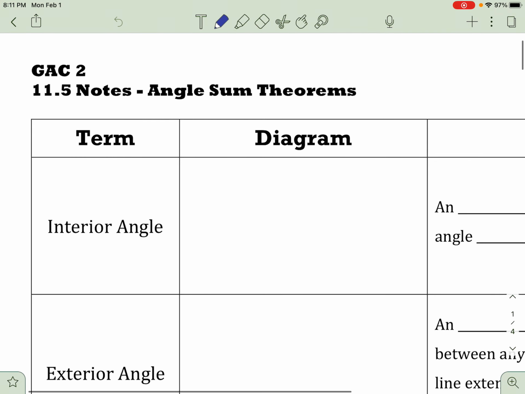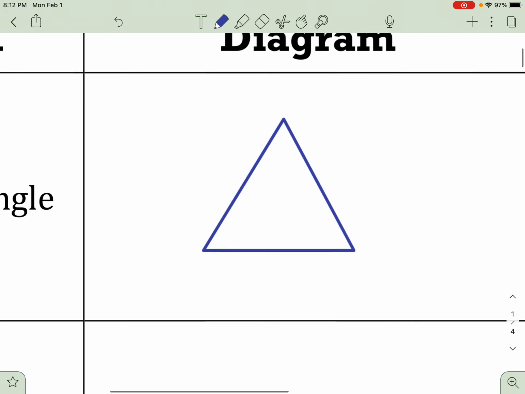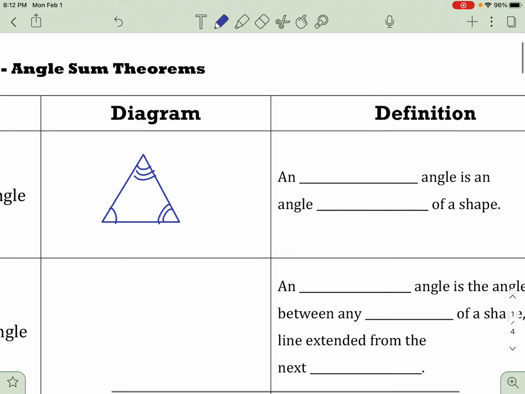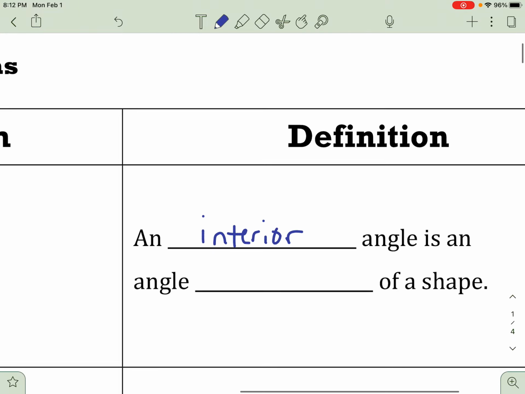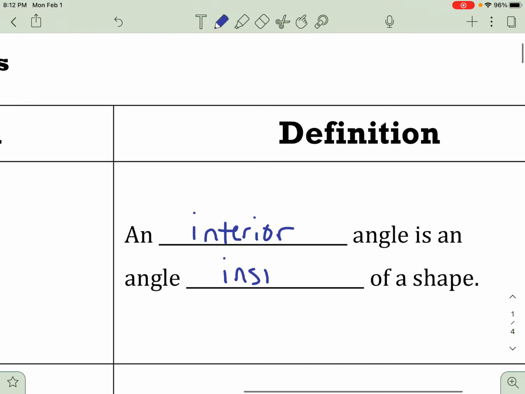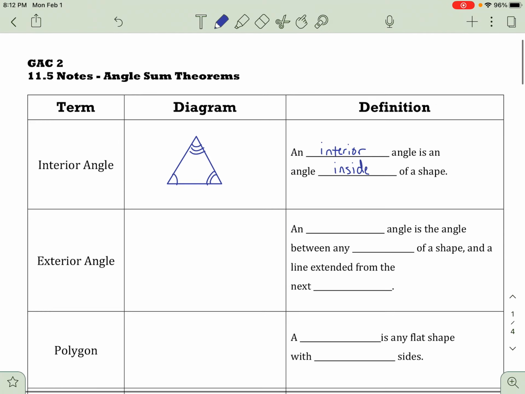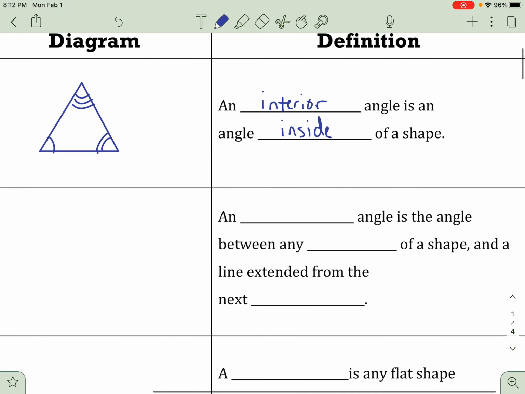All right, so diagram number 1, an interior angle. What we mean by that, okay, is if I draw you, for instance, a triangle, an interior angle is any one of these three angles. And notice I'm using 3 different lines because we don't know necessarily that those are congruent. So an interior angle, pretty simply, is an angle inside of a shape.